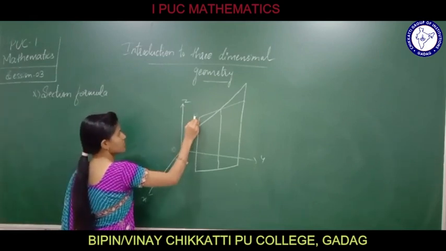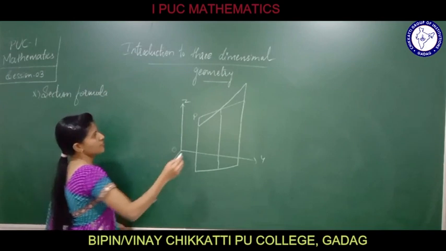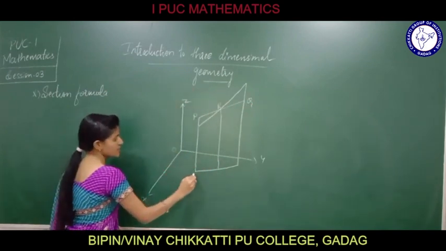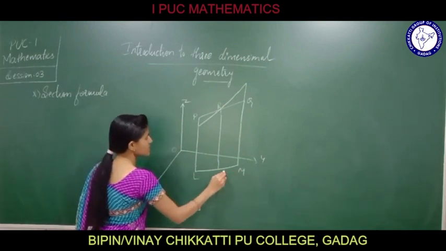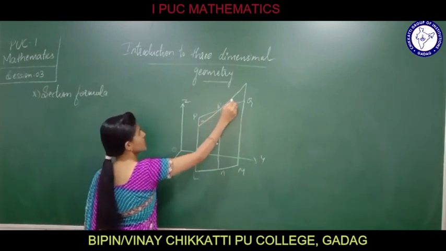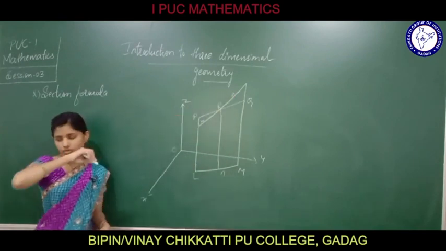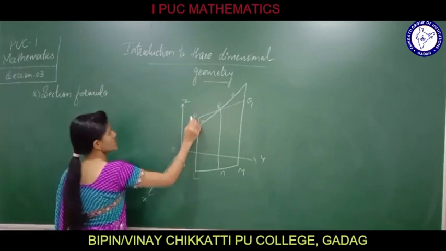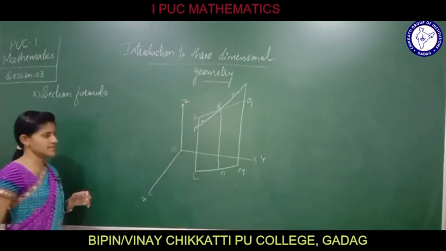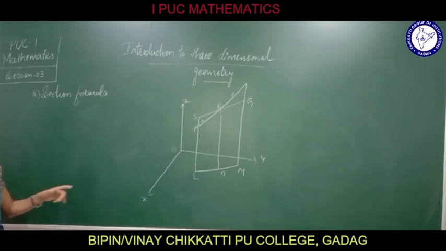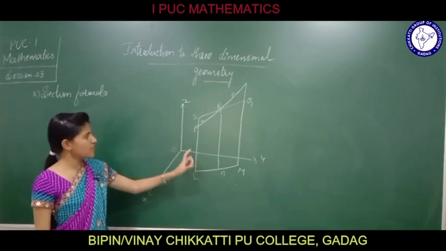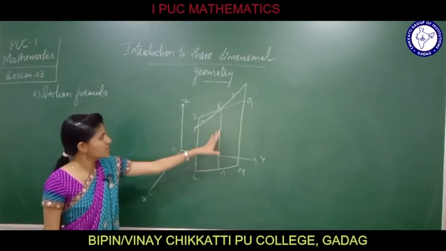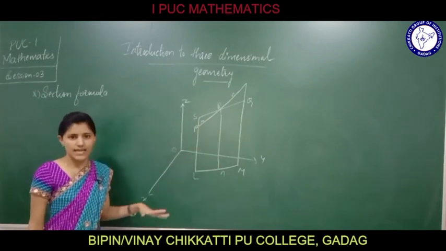Let this be P and we have Q. Let us name this R. Then L, M and N. So what are we doing now? We are dividing. This is P and this is S. We have considered PQ and LM. PL, RN and QM are perpendicular to the x-axis.